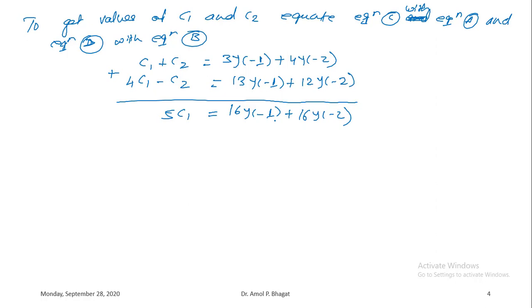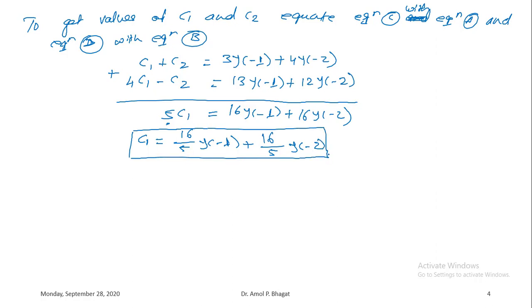So that is how you can get the value of c1 from this equation. I simply have to transfer this 5 to the right hand side, so you will get the value of c1 as 16 by 5 y of minus 1 plus 16 by 5 y of minus 2. Okay, so this will be the value of c1, right?